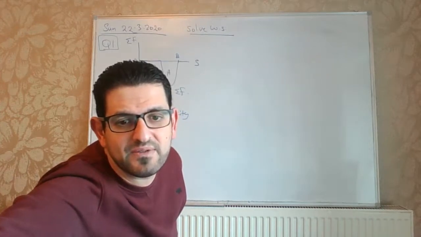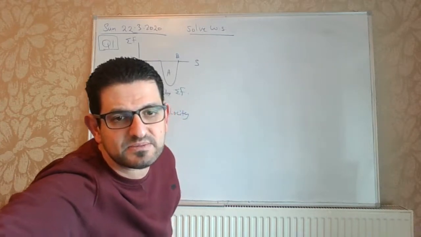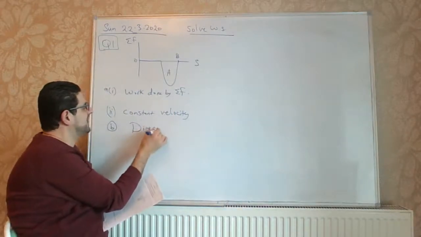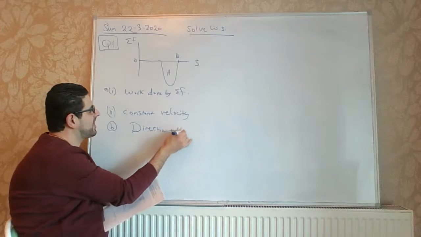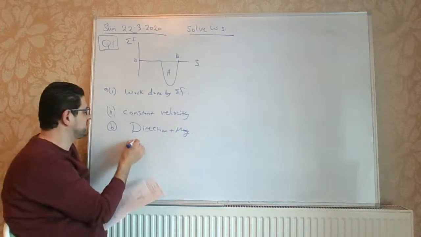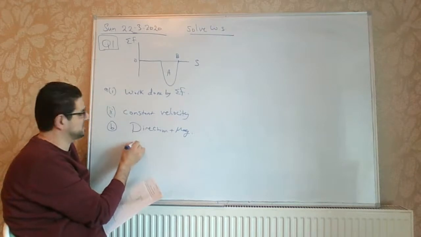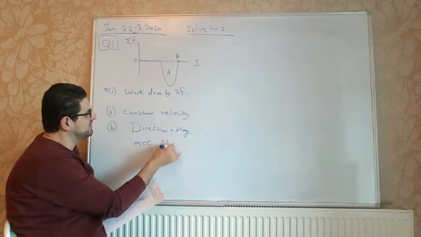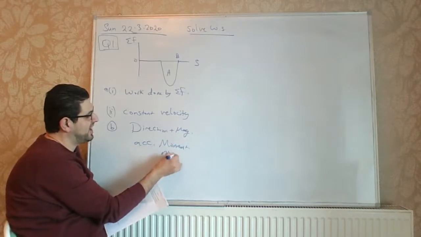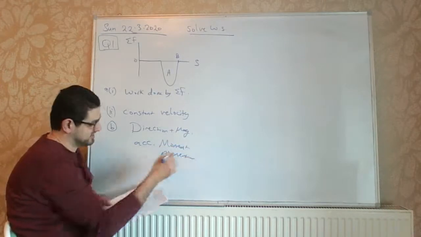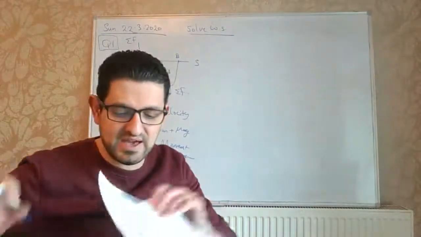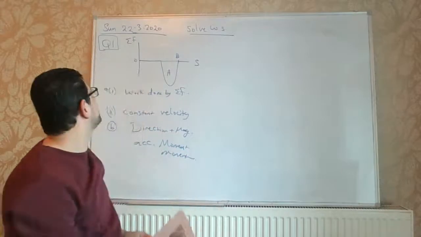Okay. Vector means it has a direction and a magnitude. Give examples, we would say acceleration, momentum. We have many of these examples. This was question number 1, just a warm-up, let's say. Now question number 2.